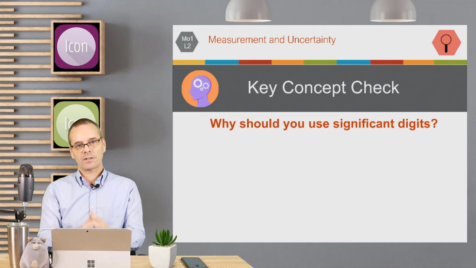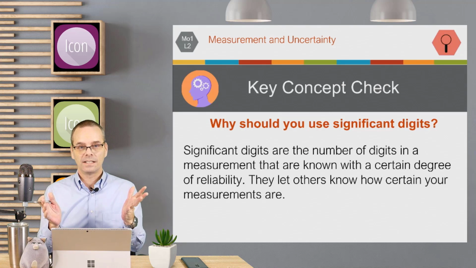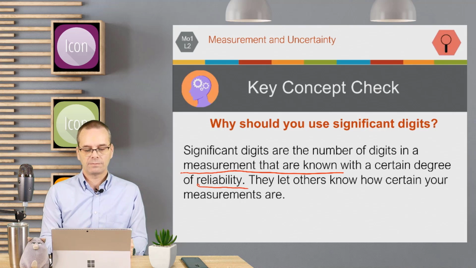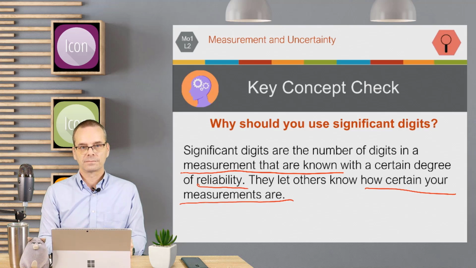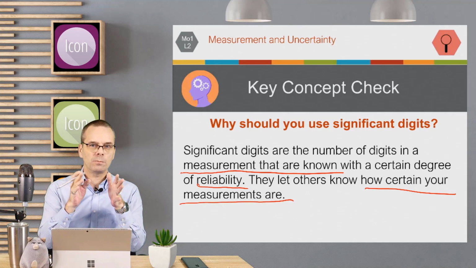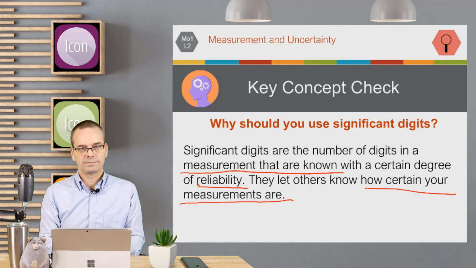So that leads us to our next key concept. Why should you use significant digits? Well, that's easy. They are the measurements that are known with reliability. How certain your measurements are. So that's why significant digits are important, because they mean that your measurement is reliable and you are certain of it. That's why we use significant digits.